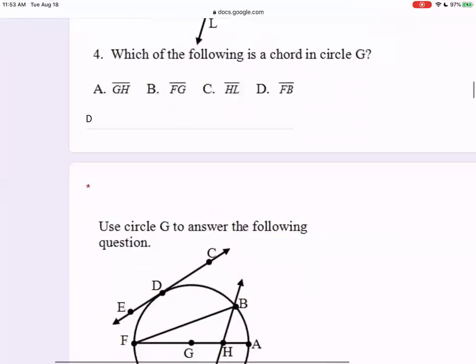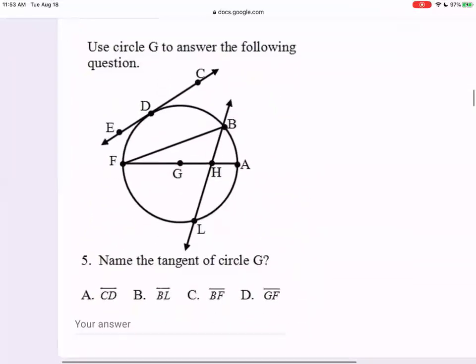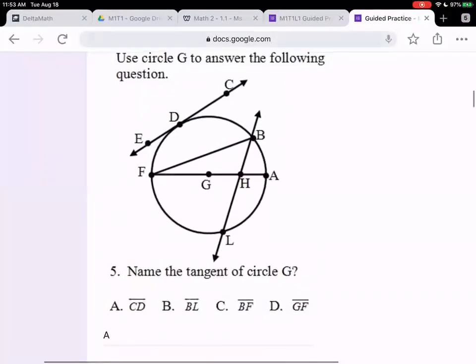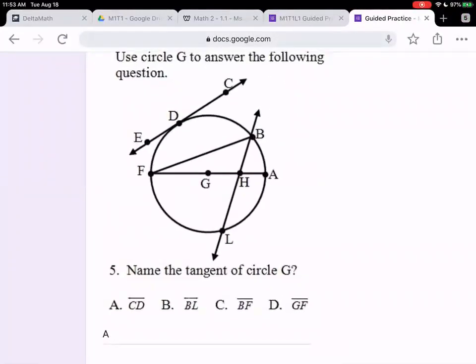Okay, let's do the next one, number 5. Use the circle G to answer the following question. Name the tangent of circle G. So remember, a tangent touches the circle one time. A? Yep, A. So A is the line CD, and the tangent point is D. It touches at point D. So if you take a look at CD, it touches the circle only one time. It's on the top left, in case you guys are wondering.